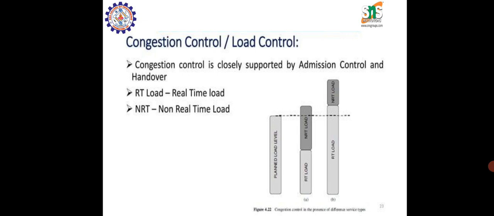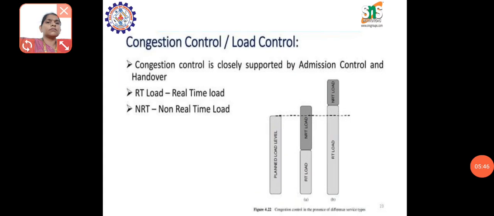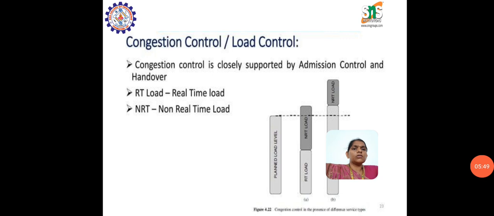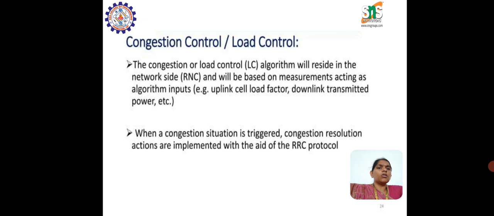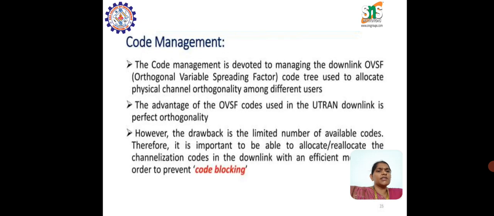So the congestion control and load control are closely supported by admission control and handover. And RT load, that is real time load, and NRT is non-real time mode. The congestion or load control algorithm resides on the network side and is based on measurements acting as algorithm inputs. When the congestion situation is triggered, the congestion resolution action is implemented with the aid of the RRC protocol.